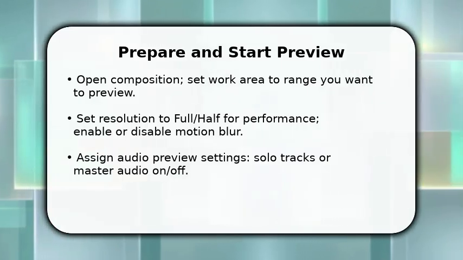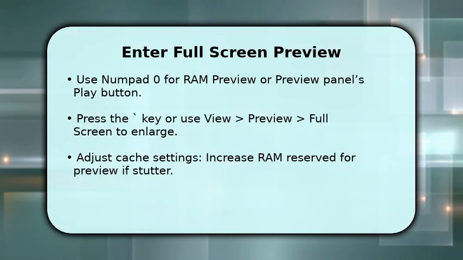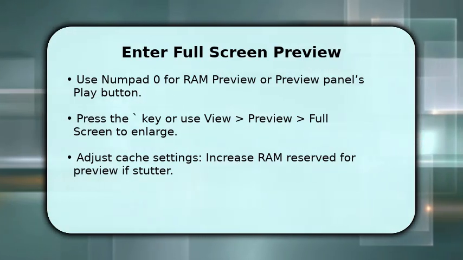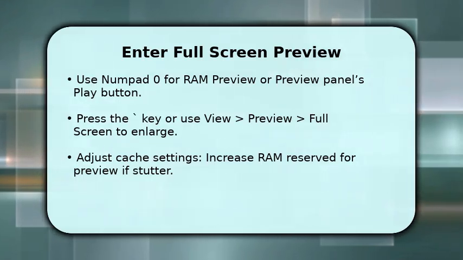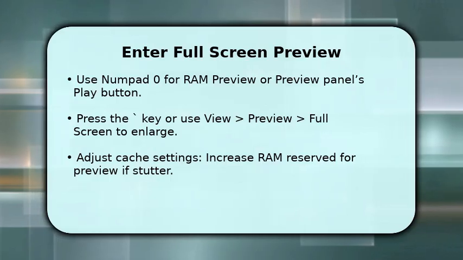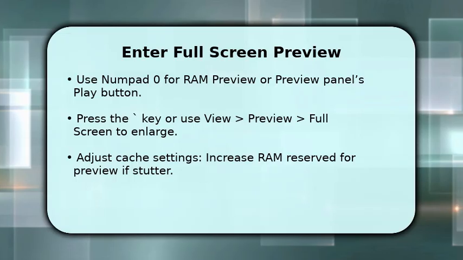Now you'll trigger full screen playback. Hit numpad 0 to start a RAM preview from the beginning of your work area. This caches frames for smoother playback. Once cached, press the grave/backtick key or choose View then Preview then Full Screen to expand the composition panel to full screen so you see every pixel.